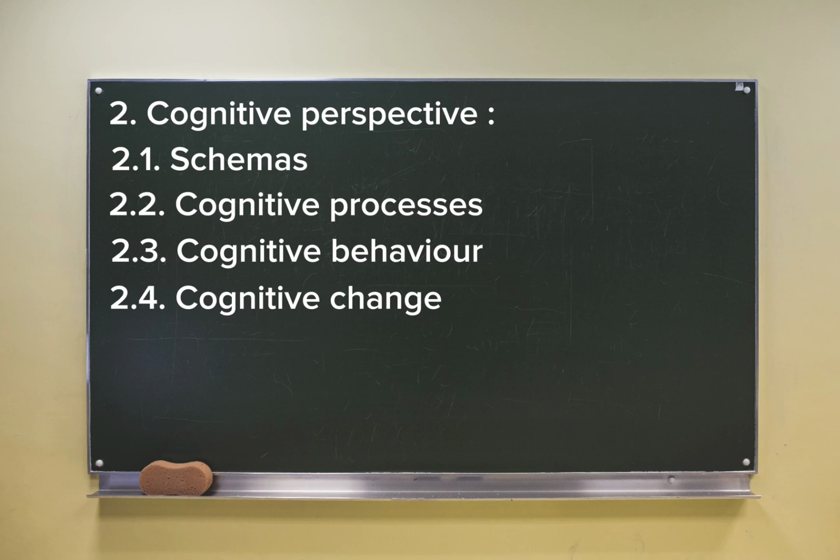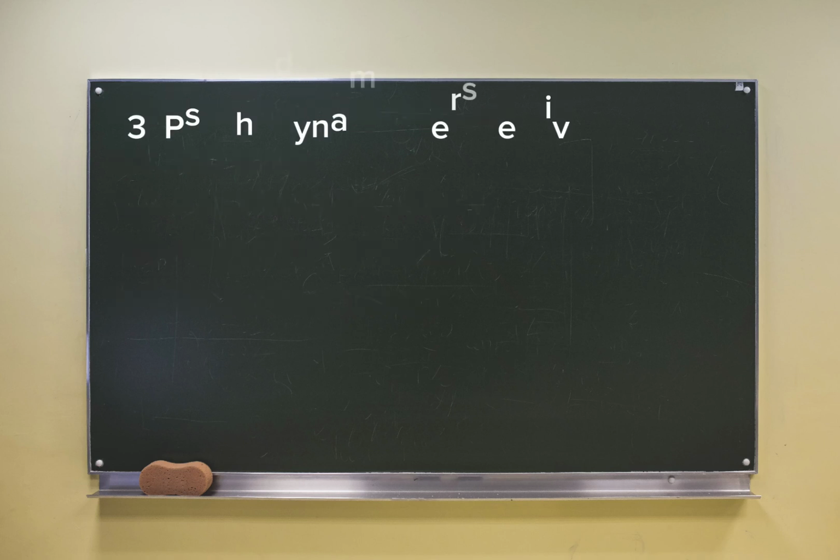The cognitive perspective in psychology has made a significant contribution to our understanding of how humans process information, make decisions, learn, and remember information. Cognitive models developed from this perspective have been used in various fields, such as clinical psychology, education, and cognitive science.